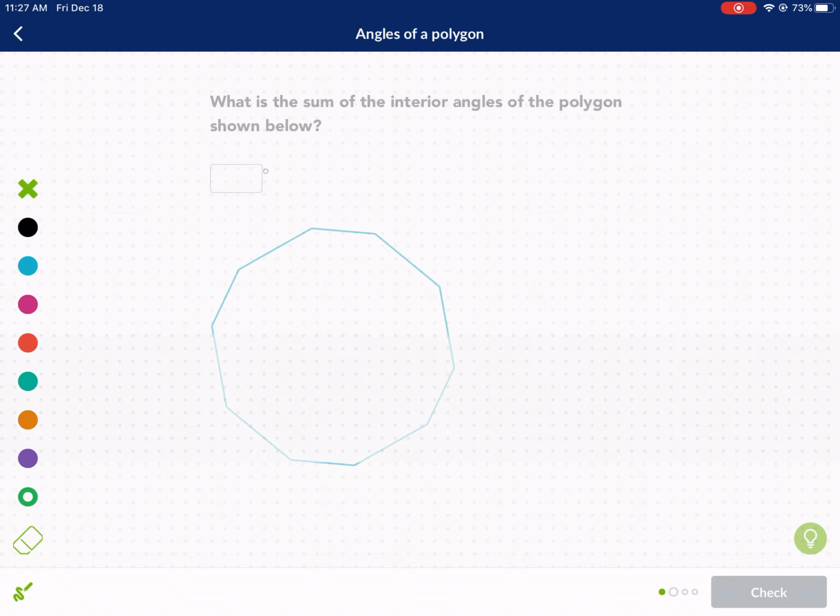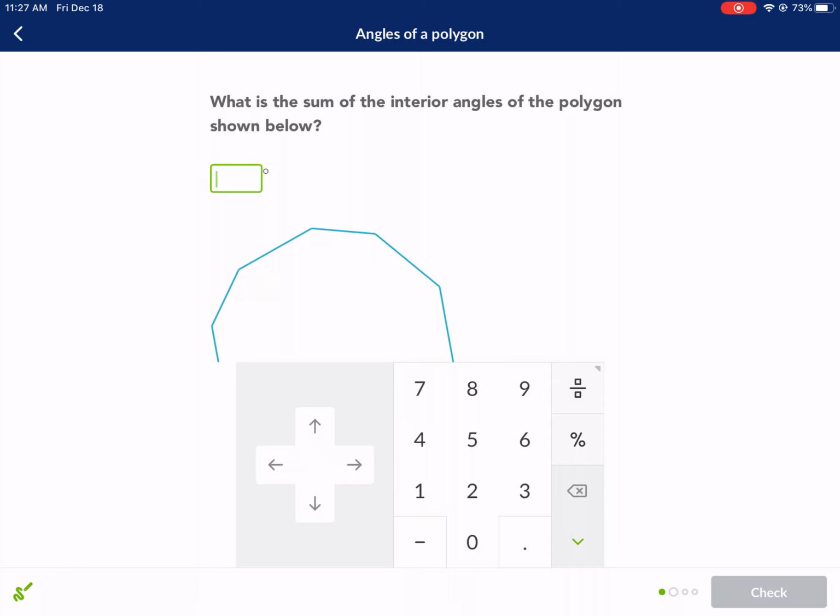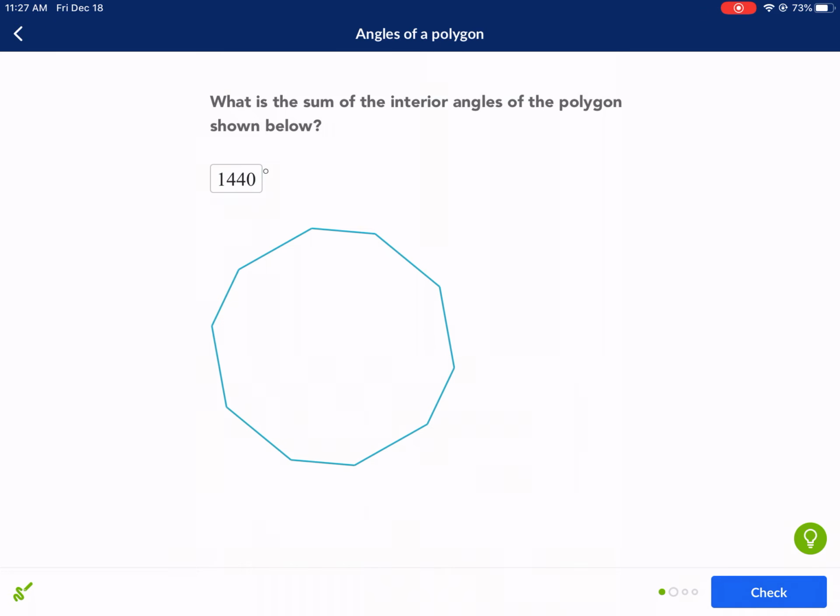Same process, so we have n minus 2 times 180. So we count the number of sides, 1, 2, 3, 4, 5, 6, 7, 8, 9, 10. So now we have n equals 10. So we have 10 minus 2 times 180, that equals 8 times 180, and that's going to give us 1440. So we're going to type in 1440 for this, and that's going to be our answer.